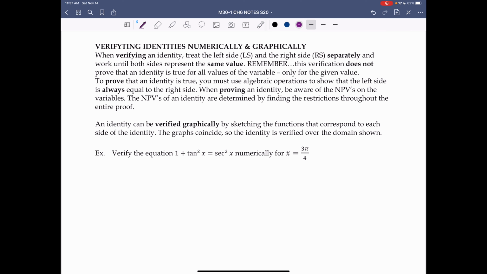When proving an identity, be aware of the NPVs on the variables. The NPVs of an identity are determined by finding the restrictions throughout the entire proof. An identity can be verified graphically by sketching the functions that correspond to each side of the identity. The graphs coincide, so the identity is verified over the domain shown.